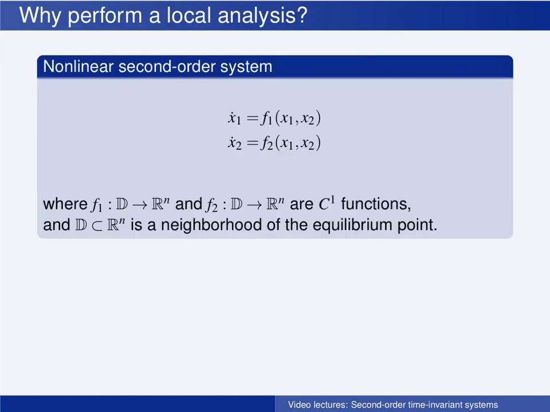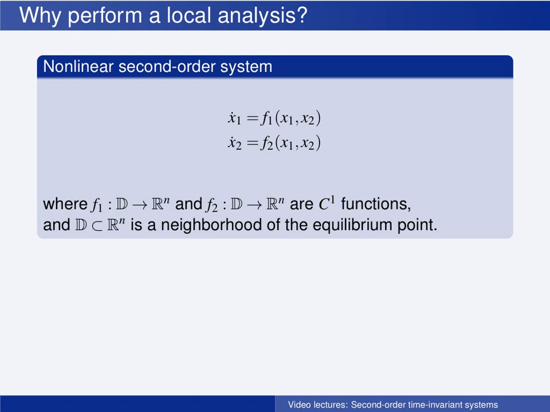Consider a general nonlinear second-order time-invariant system, which we have seen can be written in this form here. And assume that f1 and f2 are continuously differentiable functions. The reason for this assumption is that if they are continuously differentiable, then this implies that they are analytic functions, which means that their Taylor series representations converge. And this is important since the linearization we did was based on this Taylor series representation.